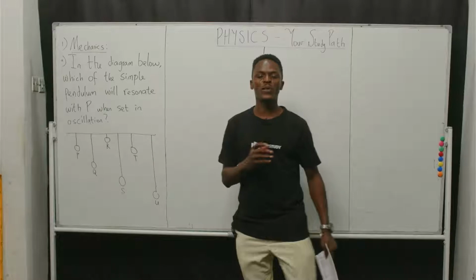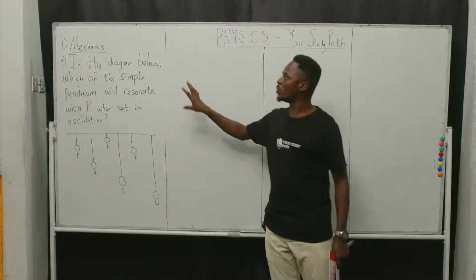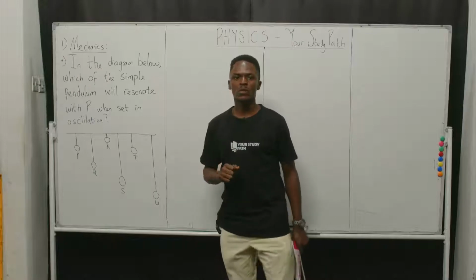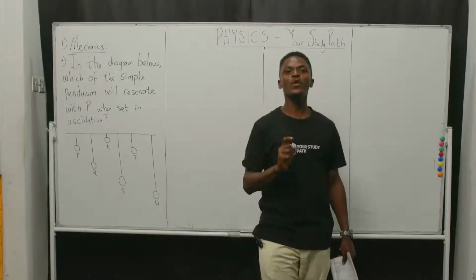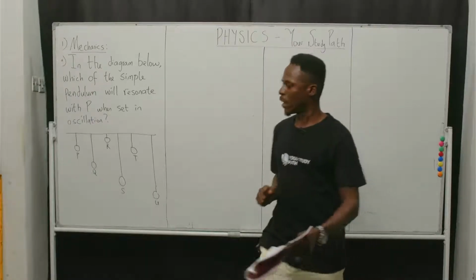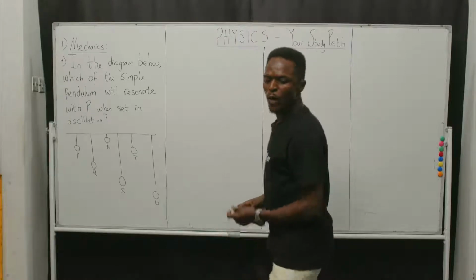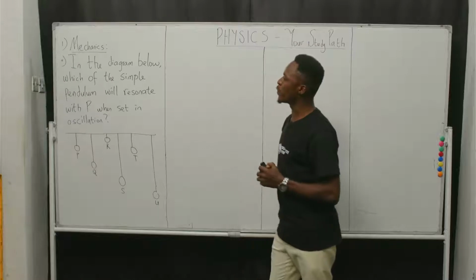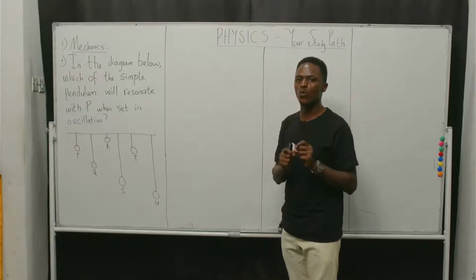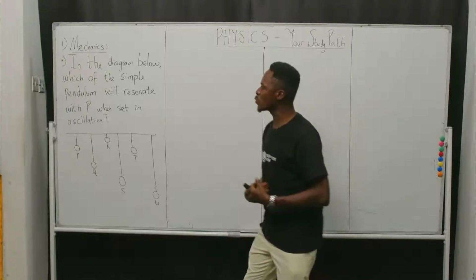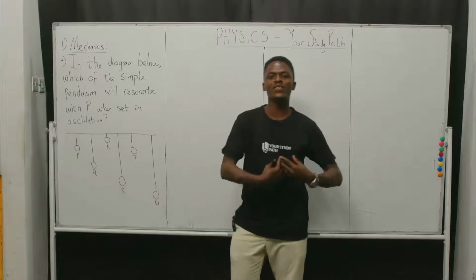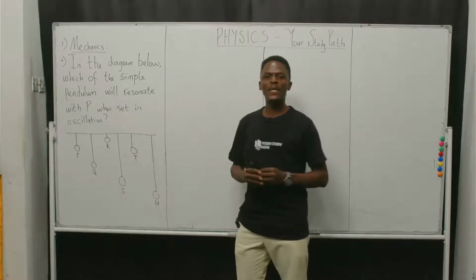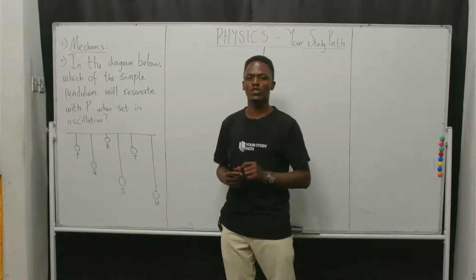So, under simple pendulum, there are key things we look out for with regards to this question, and we'll be looking at that as we proceed. When a question like this asks us which of the pendulums will resonate with P, it means which of these will vibrate at the same frequency as bob P when set in motion.